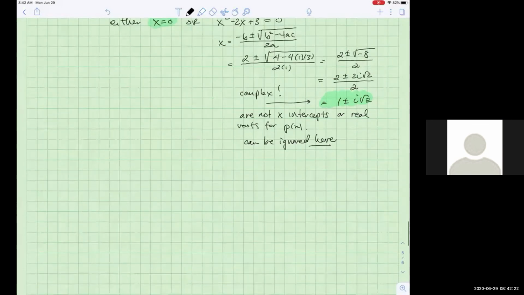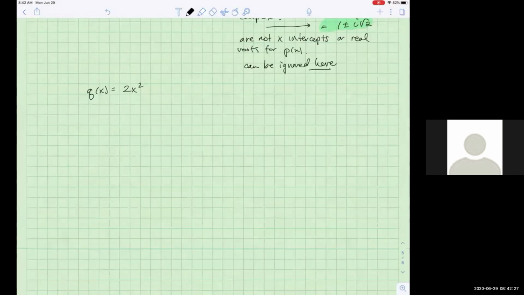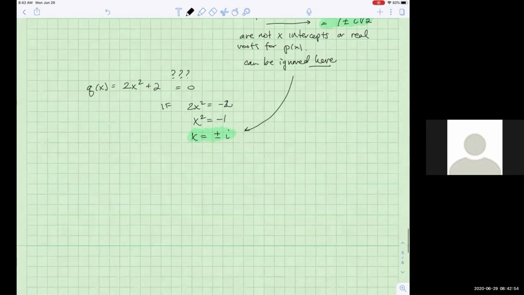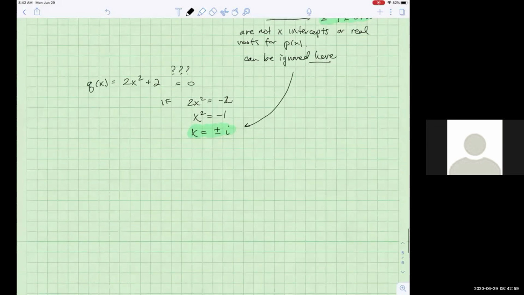Okay. The other critical values are going to happen when q of x equals 0. Q of x was equal to 2x squared plus 2. That was the denominator. And that'll equal 0 if 2x squared is equal to negative 2, or x squared is equal to negative 1, or x is equal to plus or minus the square root of negative 1, which is i. And these are also complex and can be ignored. So we have one critical value.